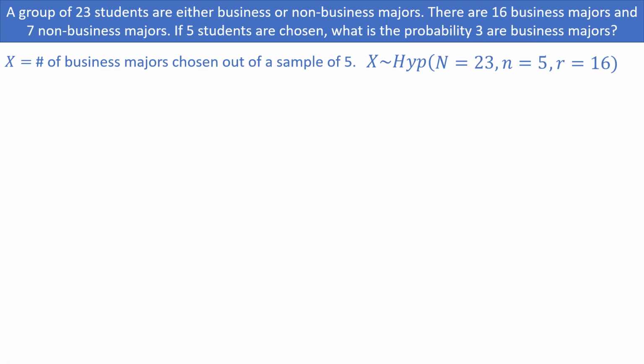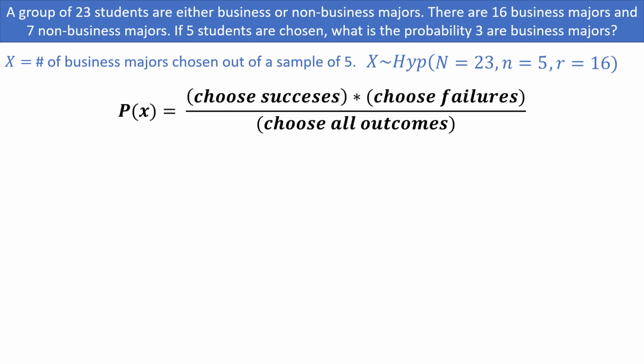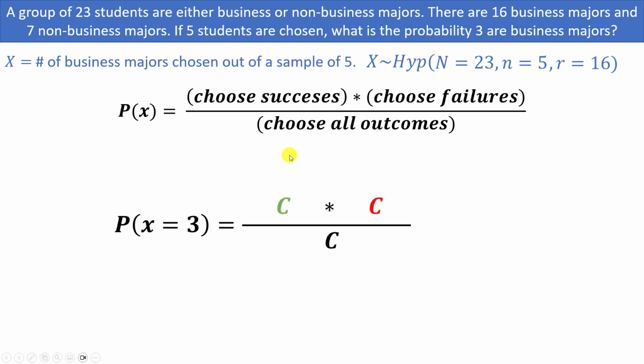Now to calculate the probability, you could use that complicated formula from the previous slide, but I'm going to opt to use the simplified version. Really what we have is 2 combinations which must be multiplied in our numerator, and then we're going to divide by a third combination. The first combination should relate to choosing our successes. In this case, a success would be a business major. The second combination is going to relate to choosing the failures, which would be the non-business majors.